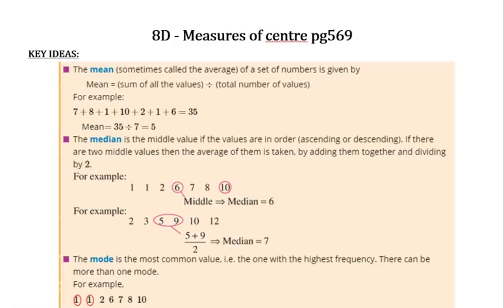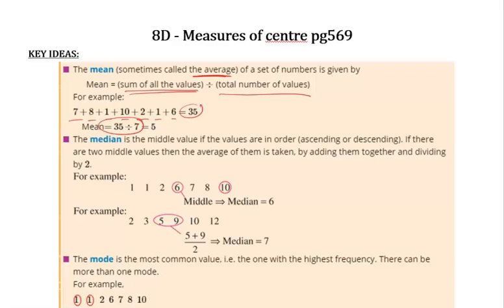So the mean, which we would often call the average, is where you take the sum of all the numbers, so add them all up, and you divide by the number of numbers that you have. So in this case, I've got 1, 2, 3, 4, 5, 6, 7 numbers. Added up, they make 35. 35 divided by the number of numbers gives us 5.